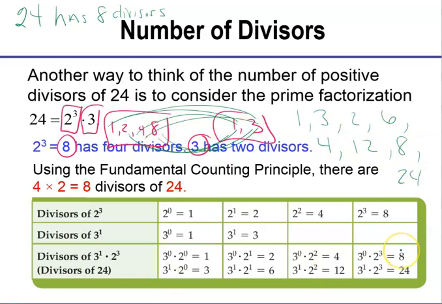This chart I find a little bit more confusing, but that's the same idea. You'll see them listed at the bottom: 1, 2, 4, 8, 3, 6, 12, 24. So that's all 8 divisors. Remember, 1, 2, 3, 4, 5, 6, 7, 8, and down here you also see 8 divisors.